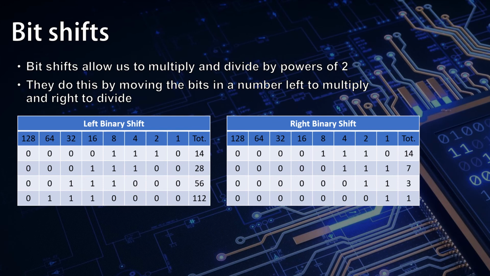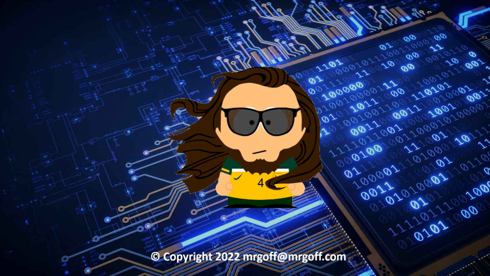However, you may have noticed the slight problem with shifting to the right. When the number is odd, we lose a bit, and the division is not exactly equal. It uses integer or floor division to perform the division and loses the remainder. That brings us to the end of this video on binary mathematics.